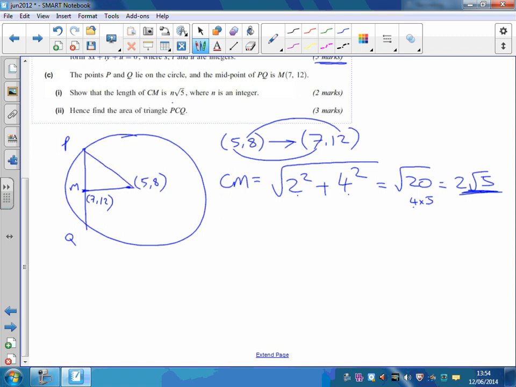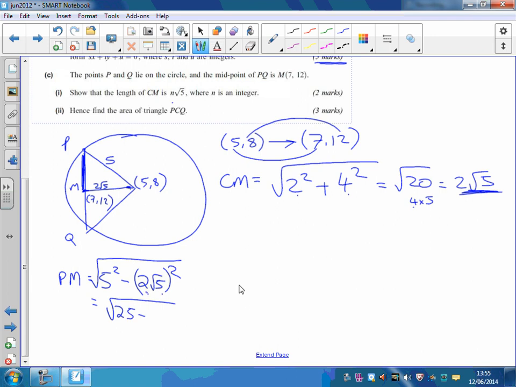Now it's asking us to find the area of this triangle. What do we know about that? We know CM is 2 root 5. We know the radius of this circle is 5. So we could use a bit more Pythagoras to work out PM. PM is going to be 5 squared take away (2 root 5) squared, square rooted. Let's work that out. 25 take away 2 times 2 is 4, 4 times 5 is 20. So I think that's root 5. So if that bit there is root 5, that means there to there is 2 root 5.